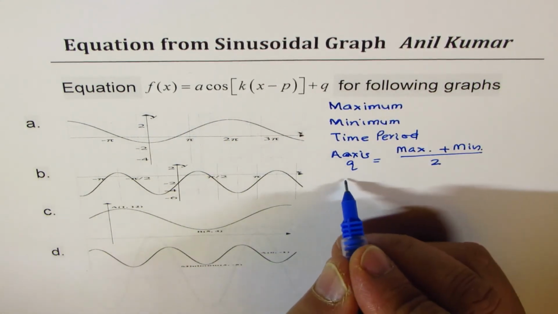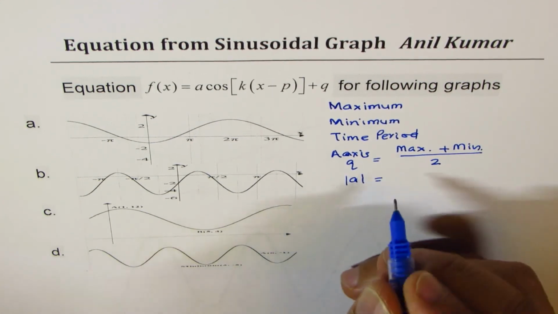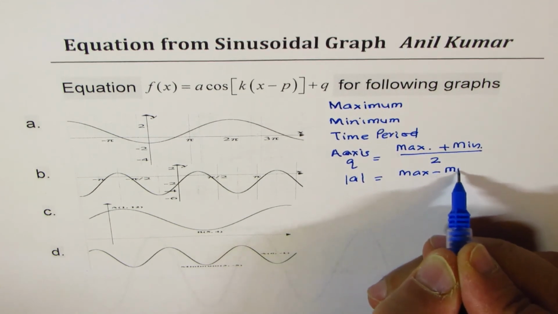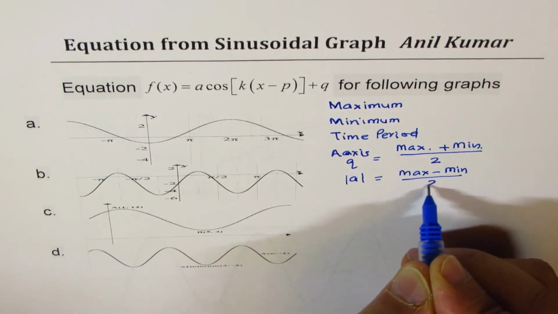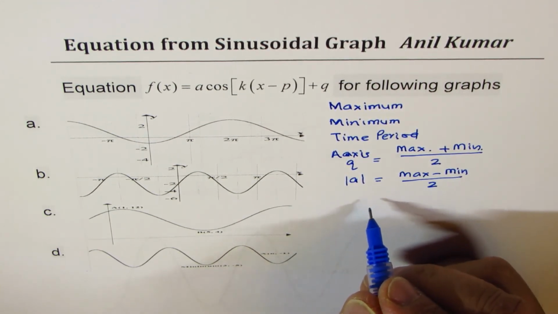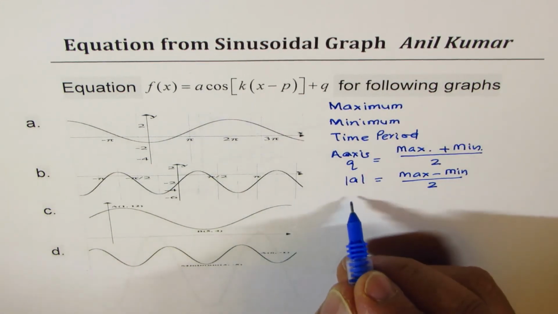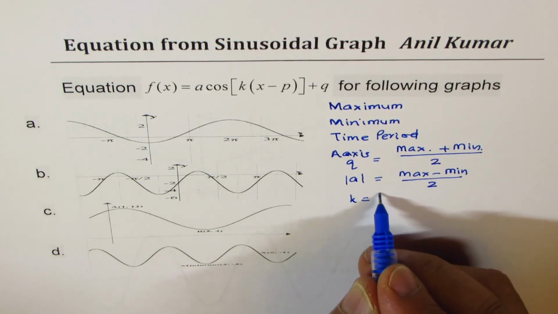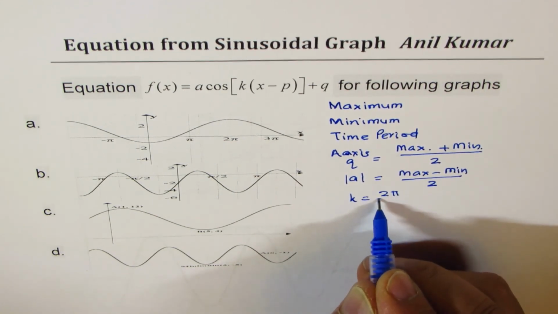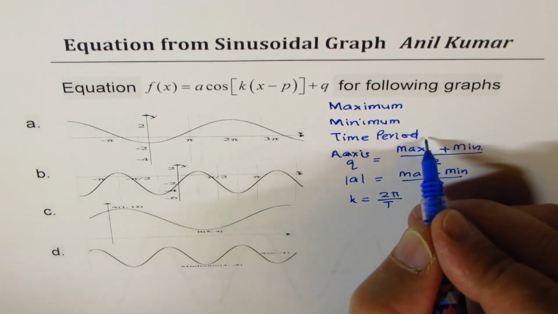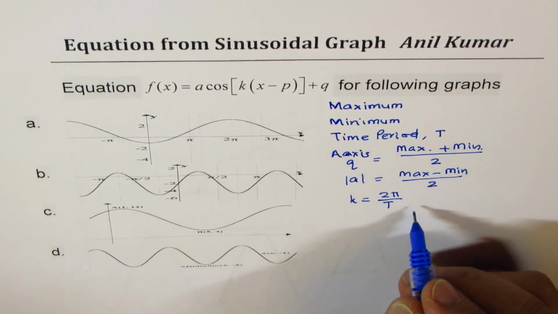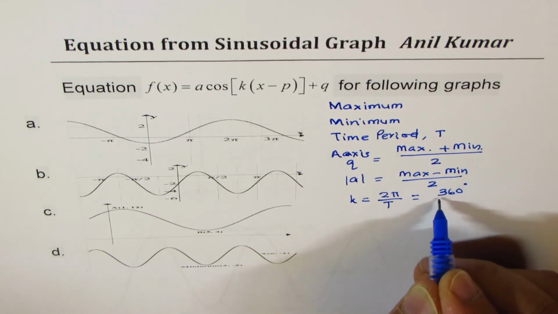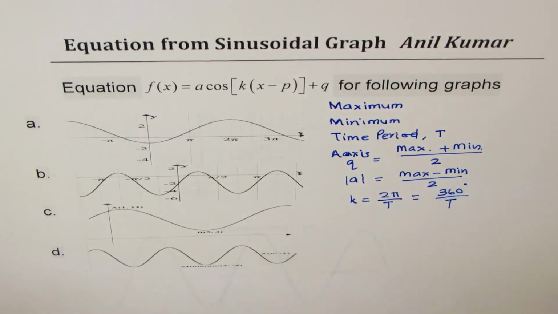Amplitude A should always be a positive value. It is the difference of these two, maximum minus minimum, divided by 2. Now to find the value of k, if you are doing it in radians, then one full circle is 2 pi divided by the time period. Let's say the time period is t. It is also equal to 360 degrees divided by t if you are doing it in degrees.